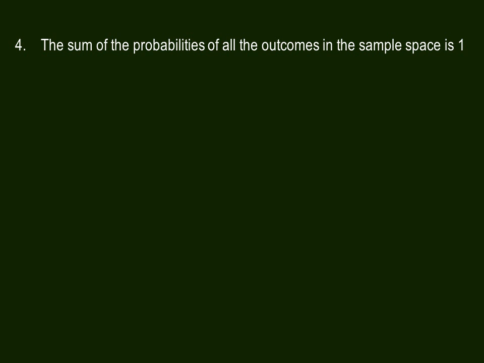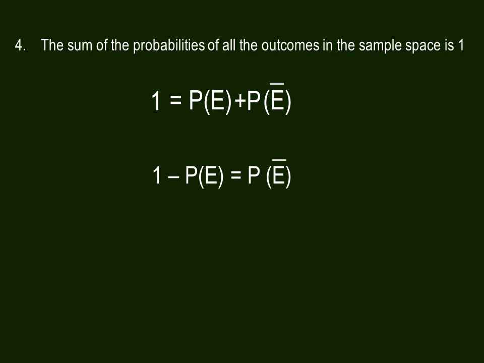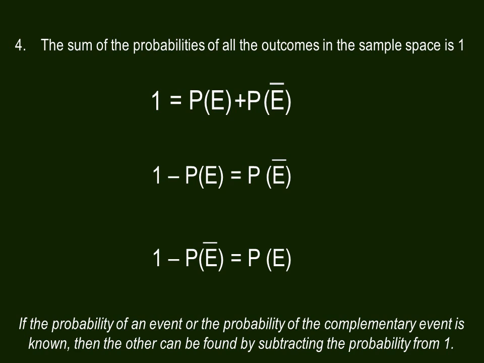Remember, Rule 4 states that the sum of the probabilities of all the outcomes in the sample space is 1. We know that in the sample space we have all the complementary events and the events in itself. So 1 is equal to the probability of the event plus the probability of the complementary event. Rearrange that in these 2 ways, and it states that if the probability of an event or the probability of the complementary event is known, then the other can be found by subtracting the probability from 1.